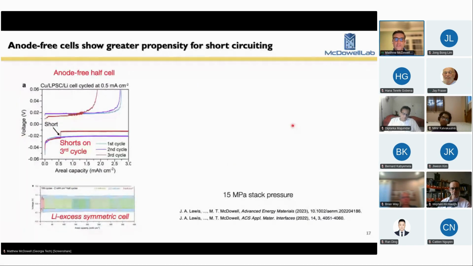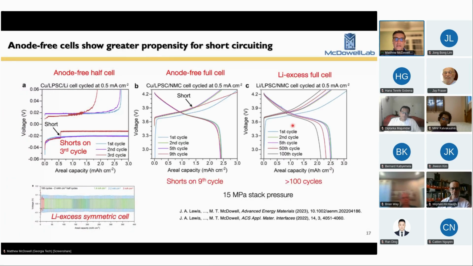But then what we see, which is really the most interesting thing, and there's a lot of data on this slide, but I'll explain it to you. Basically, when we start cycling our anode-free cells, when we charge and discharge over a few cycles, what we always see is that they short circuit much, much faster than cells with excess lithium metal. That's shown here in half cells. That's shown here in full cells.